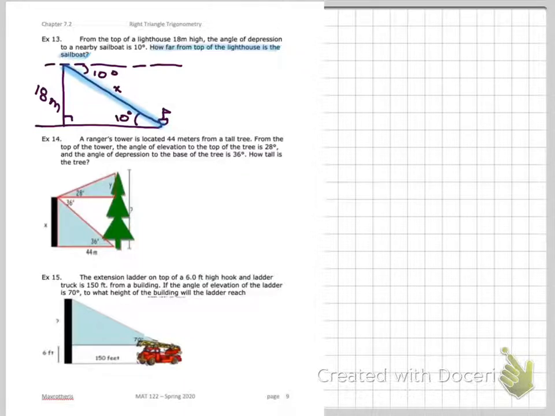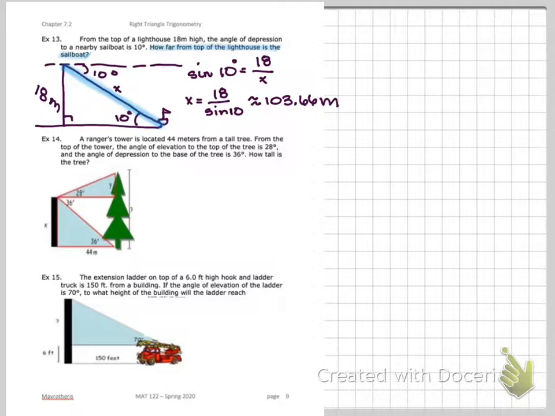We have the opposite of the angle. Hypotenuse and opposite, that's the sine. Sine of 10 is 18 meters over x. Multiply both sides by x. Divide by that sine of 10. And we get a distance of 103.66 meters. Because we are talking about a problem in context, we were told that the lighthouse is 18 meters tall, we need to make sure that our answer has the correct units.